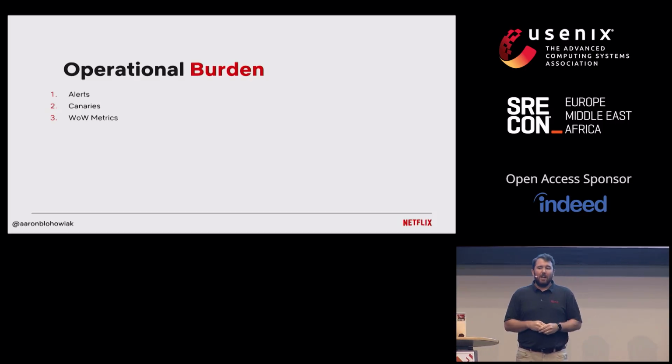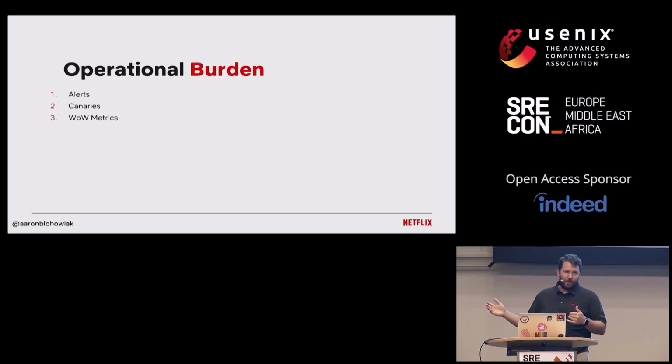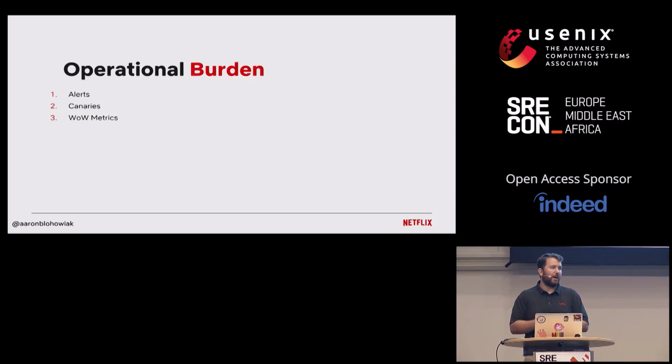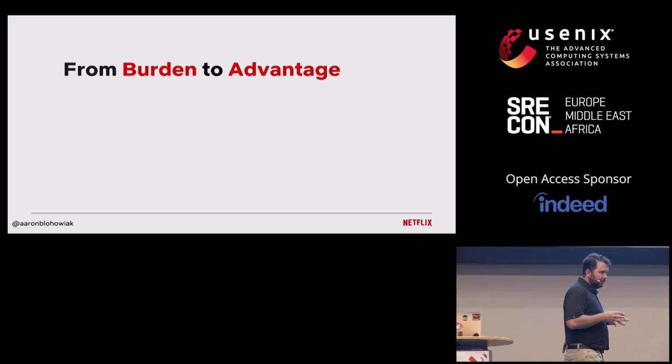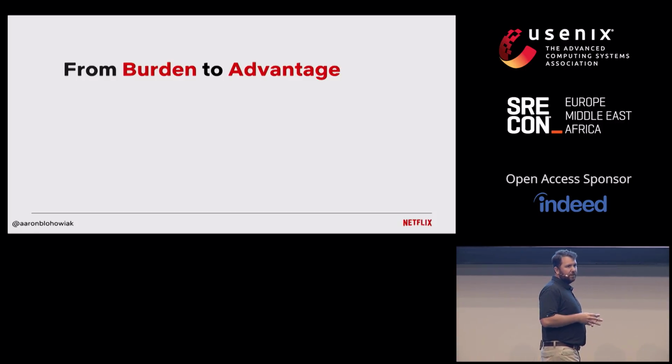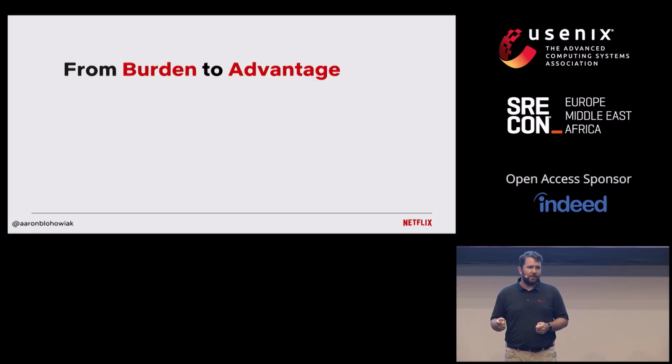And finally, a lot of our alerts are driven on week-over-week metrics. And if we evacuate a region and then repopulate it, we could potentially have drastically different metrics from week to week. So these are all different things that have contributed to the burden that failover has. However, what we realized is that being able to fail over out of a region so quickly meant that this thing was no longer a burden, it was now an advantage.